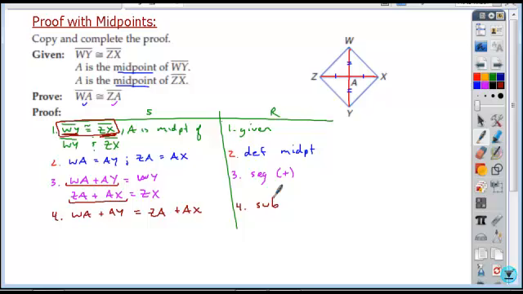Right, so what this has allowed us to do, again, is build closer and closer to our end state. We now have WA and ZA on opposite sides of the equation. And so we're almost done with what we want to accomplish here.